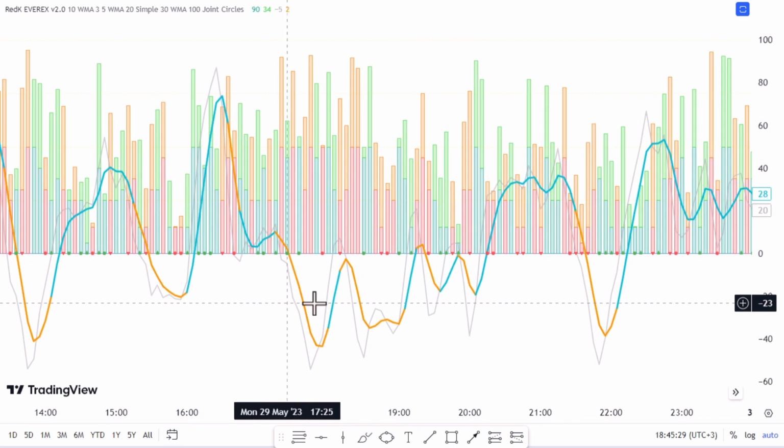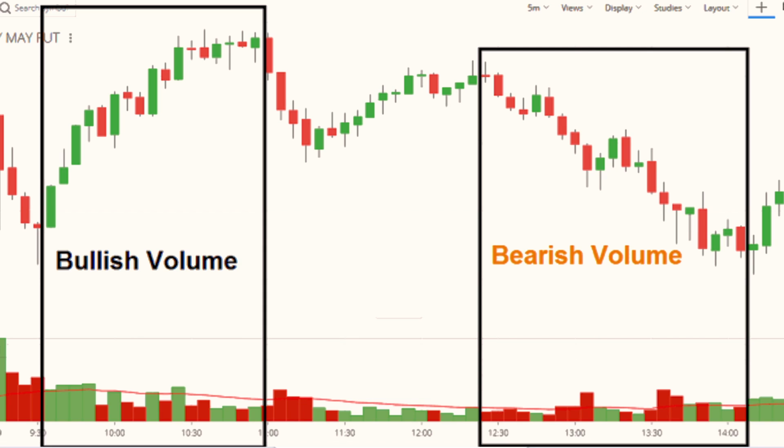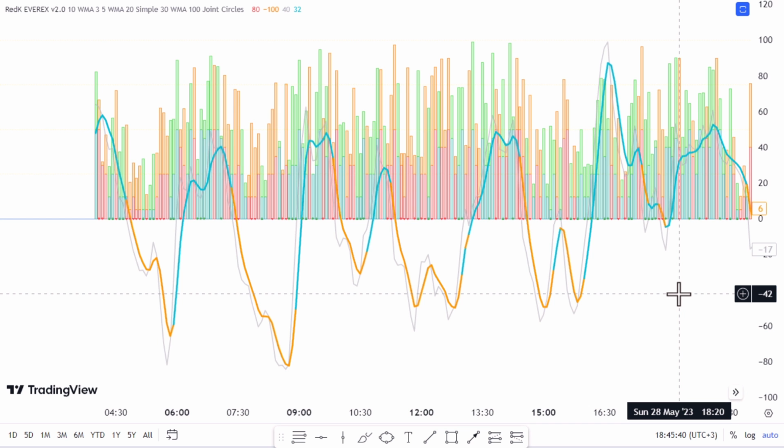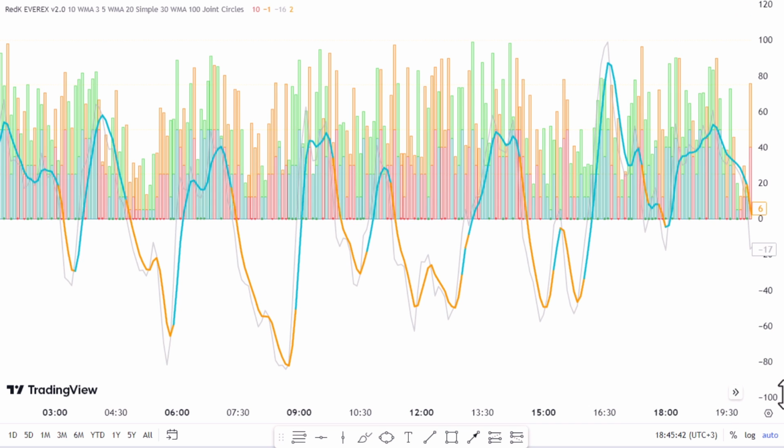For those of you who don't know, volume price analysis is a trading technique that examines the relationship between the volume of trades being executed and the price movement of those trades. This analysis aims to provide insights into market trends and potential reversals based on how volume and price interact. Here's a quick breakdown of the core concepts.